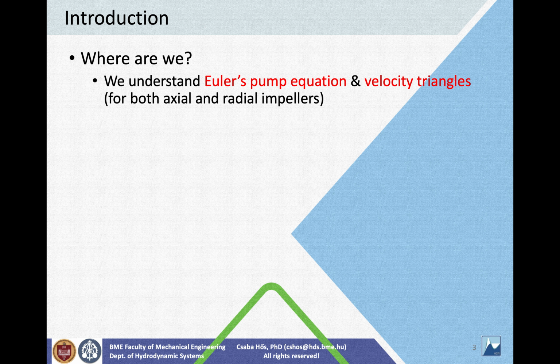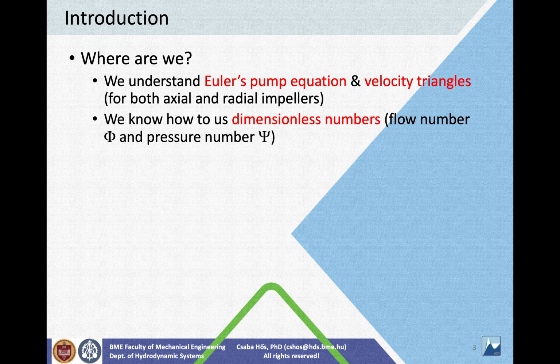So far what we did, we explained and derived Euler's pump equation and velocity triangles. So we are familiar with both the axial and radial impeller velocity triangles. We know how they are composed of three different velocities, that is relative velocity, absolute velocity, and circumferential velocity, and how the different components of the axial velocity are linked to the head and flow rate of the pump. We also know how to use dimensionless numbers, so notably the flow number and the pressure number.